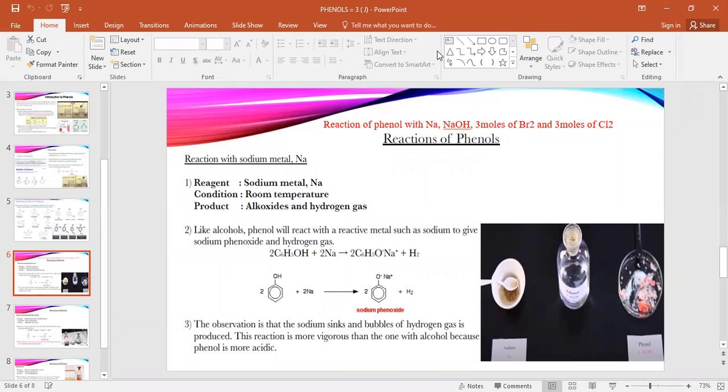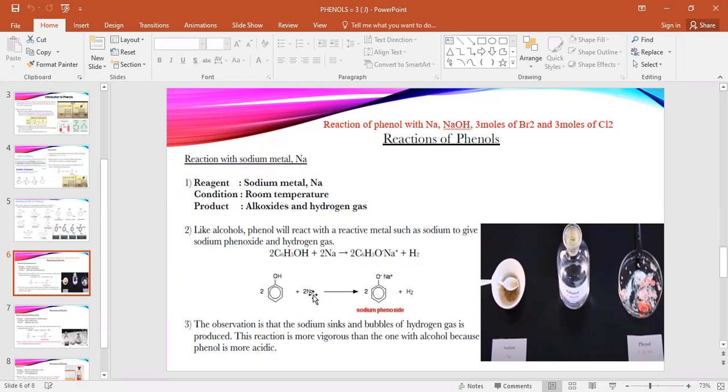So here, first, reactions of phenol with sodium metal. What is the reagent? The reagent here is sodium. The condition required for this reaction is room temperature, and our product is alkoxide and hydrogen gas. You can see here we have 2 moles of phenol react with 2 moles of sodium.